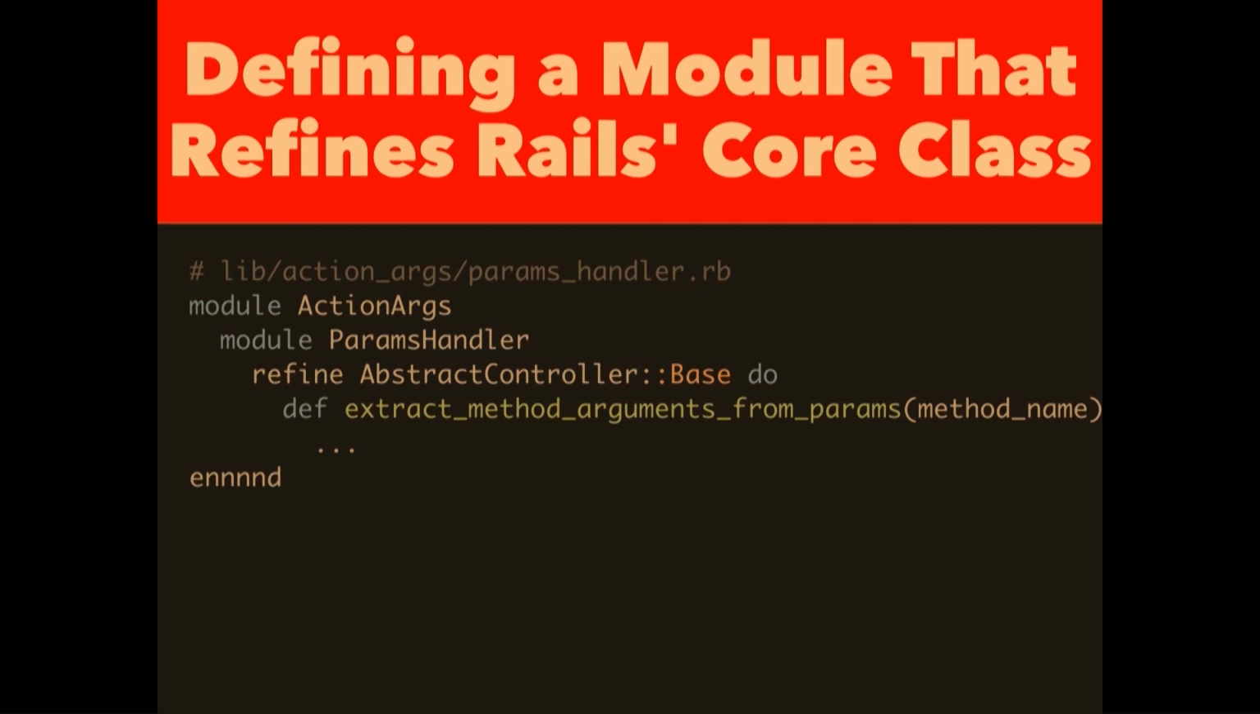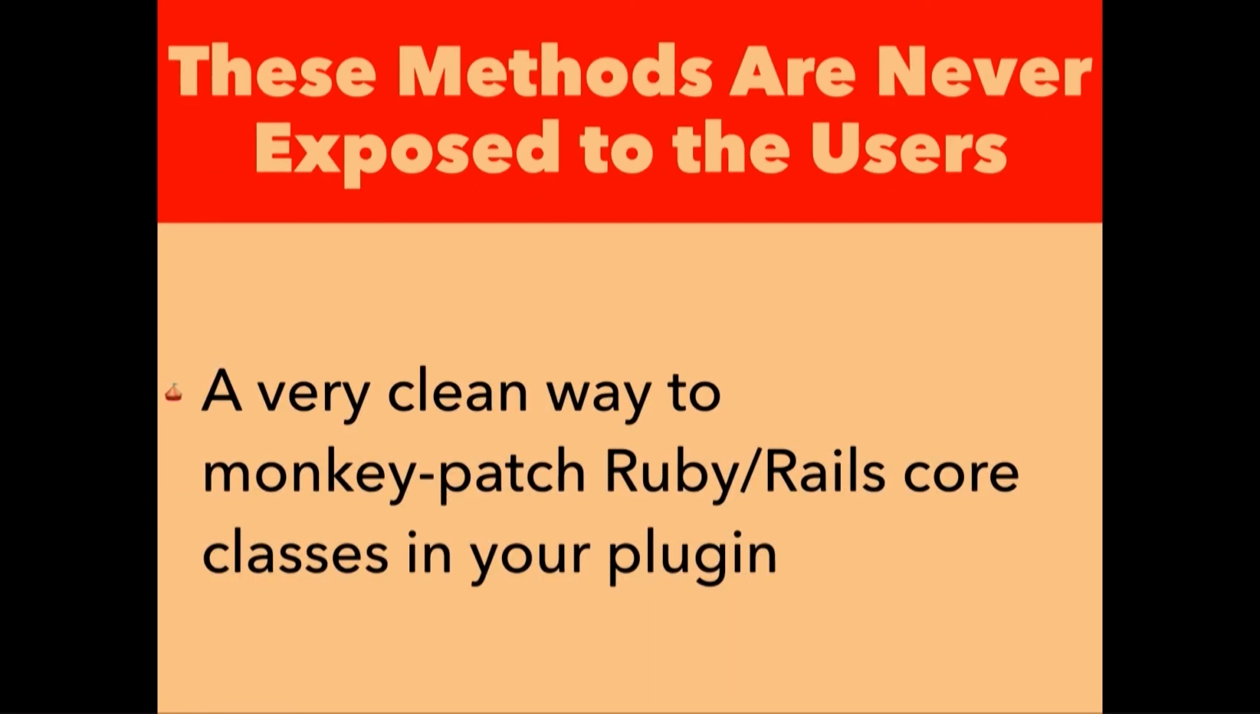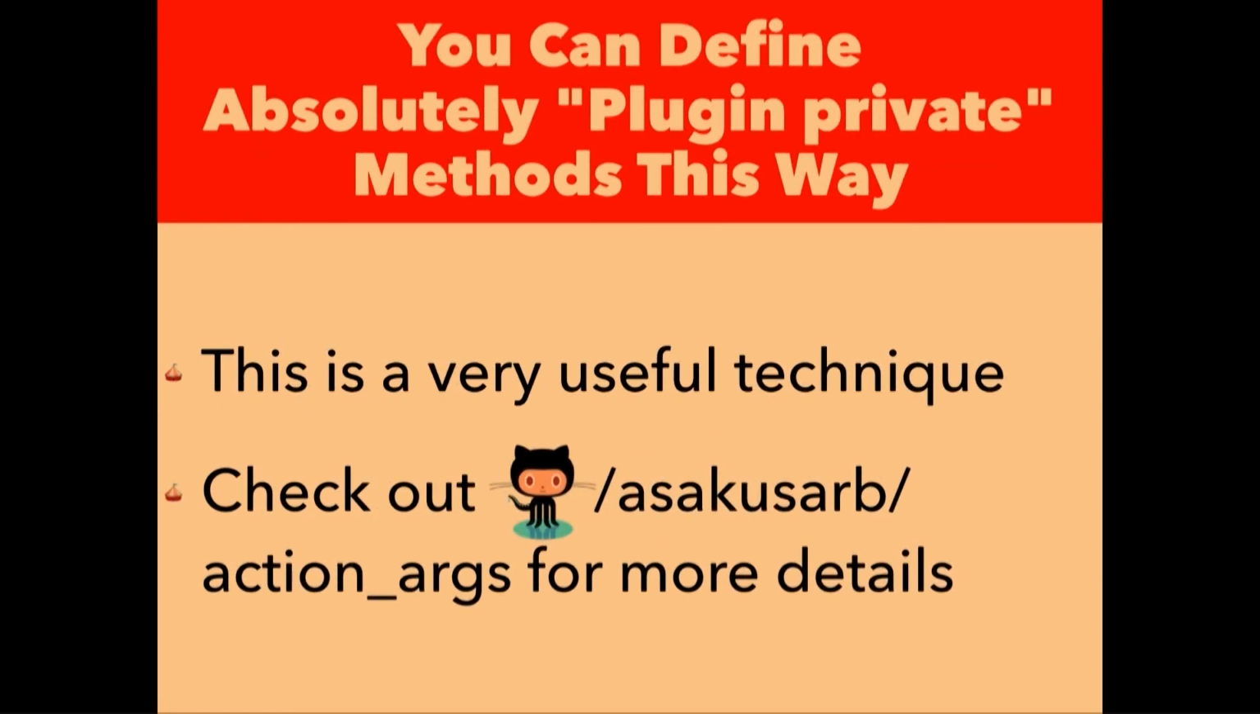This adds some weird methods to ActionController::Base from Rails, like extract method arguments from params, and it uses them inside the plugin with the using method. But this weird method will never be exposed to the users. So it keeps the whole Rails world very clean, right? This way you can define purely plugin-private methods, right? I don't know why, but this is not very widely used in other plugins. So please try this. It's actually a very nice way to make plugins with fewer side effects, okay?